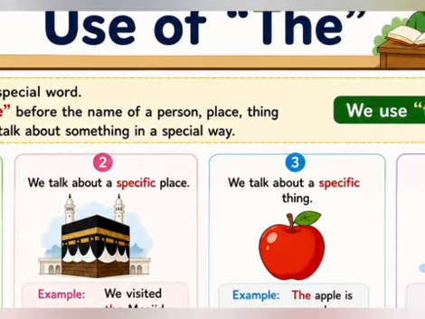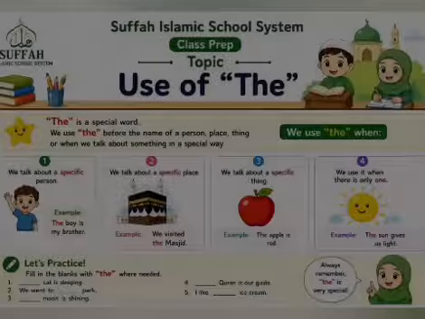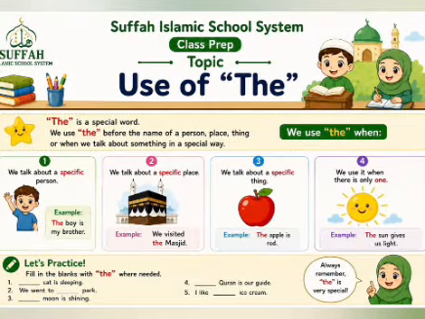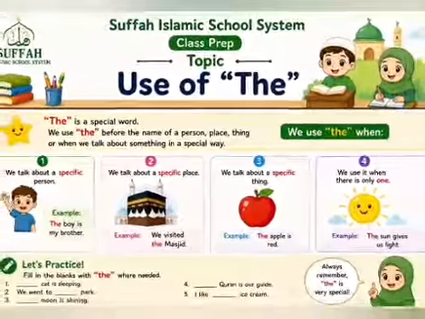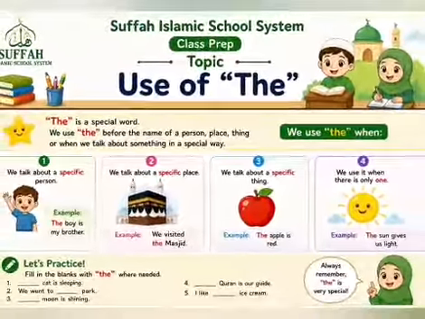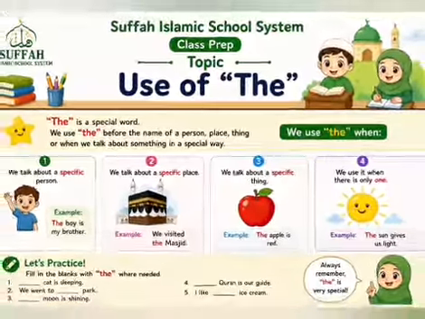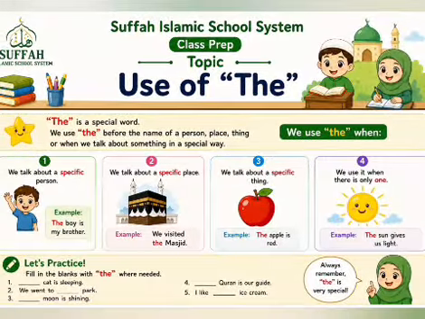Okay, today we are going to learn the use of "the." "The" is a special word. We use "the" before the name of a person, place, thing, or when we talk about something in a special way. It's a specific word to describe a specific noun. So we have three articles in English: a, an, and the.